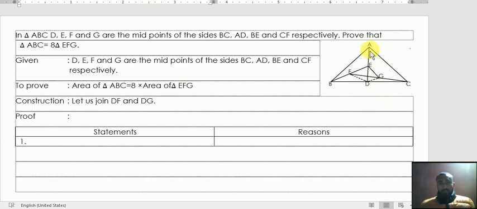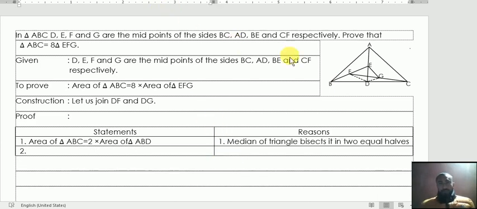As we have discussed earlier, AD is the median of triangle ABC. So we can say the area of triangle ABC is equal to twice the area of triangle ABD. And the reason is the median of a triangle bisects the triangle into equal halves. Now let's move on to the next triangle.